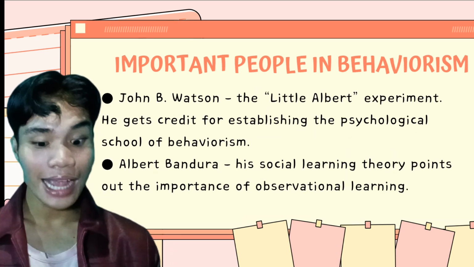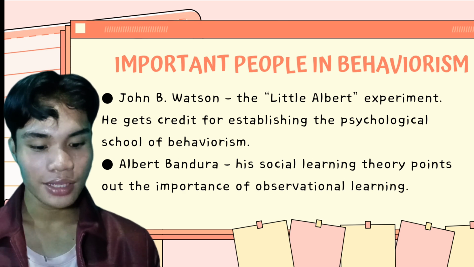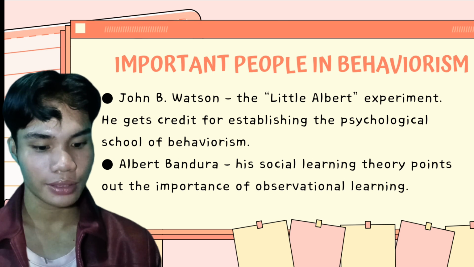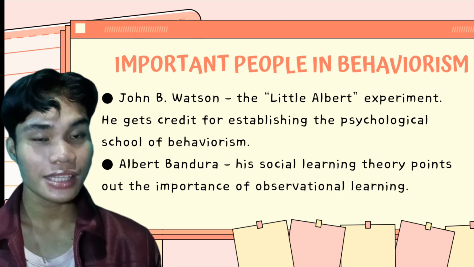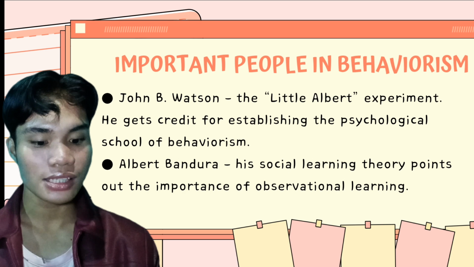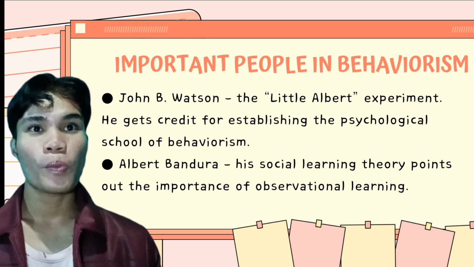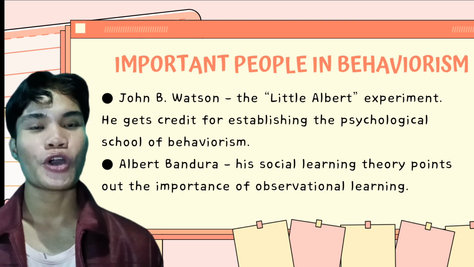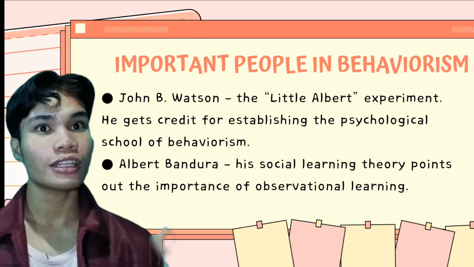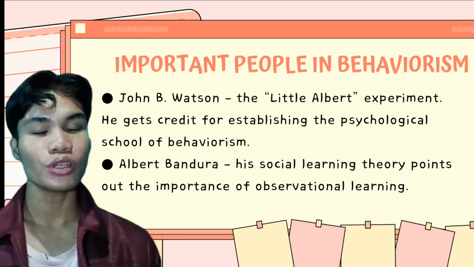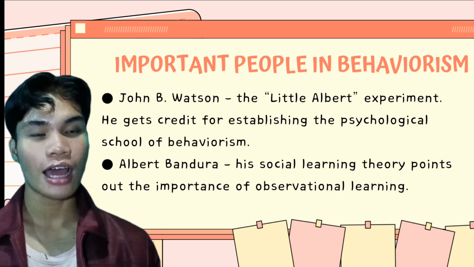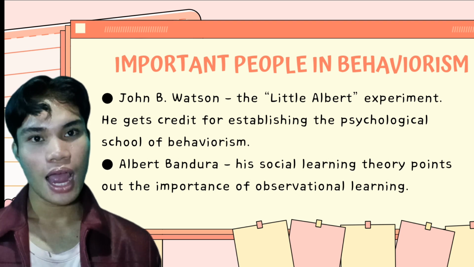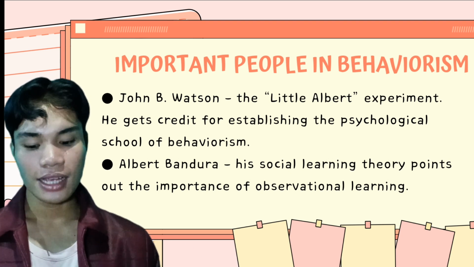So, next in line we have John B. Watson, known for the Little Albert experiment. He gets credit for establishing the psychological school of behaviorism. Watson is known for the Little Albert experiment, which demonstrated that fear could be learned through classical conditioning. He is also credited with establishing behaviorism as a major school of thought in psychology.